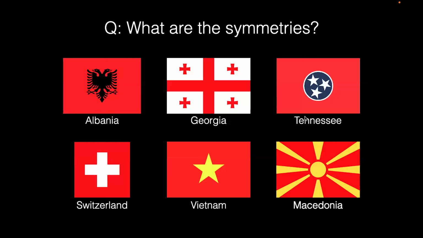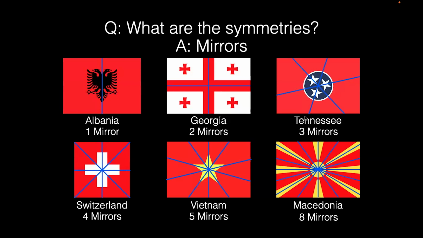So all of these do have mirrors as the common symmetry between all 6 of these flags. They all have mirrors, and they all actually have different numbers of mirrors that pass through the central points of their motifs. So I can show you that here.